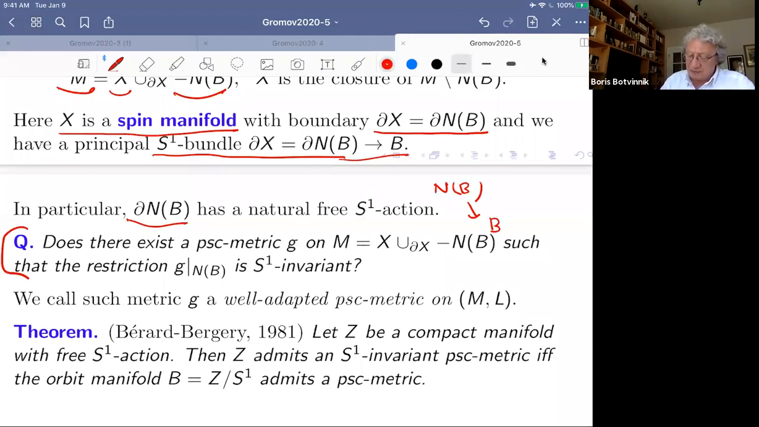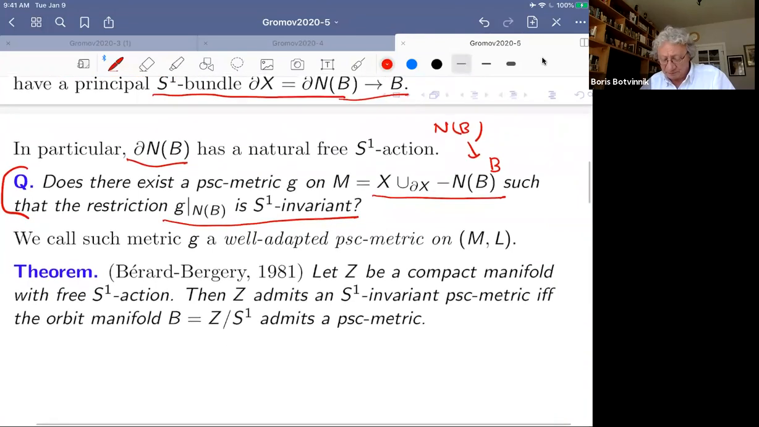Does there exist a positive scalar curvature metric G on M, with the given decomposition, such that the restriction of this metric to the tubular neighborhood is S1 invariant? We give a special name to this metric G. We call it a well-adapted positive scalar curvature metric on M.